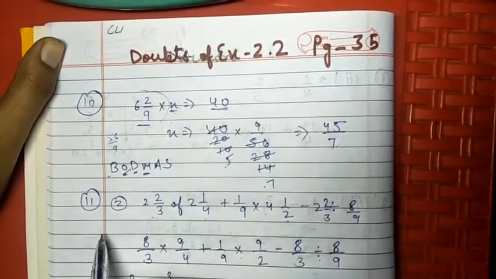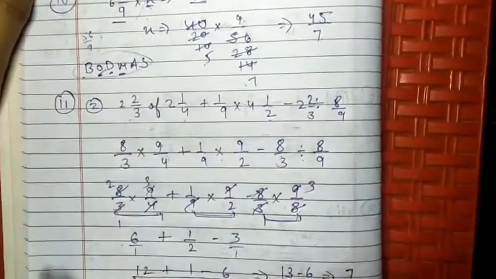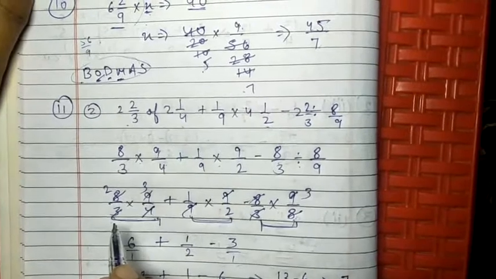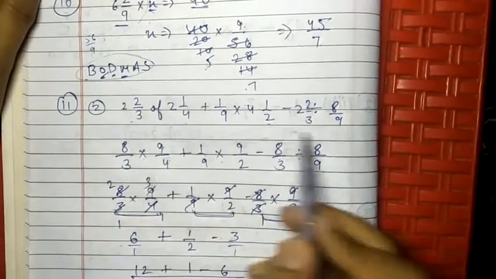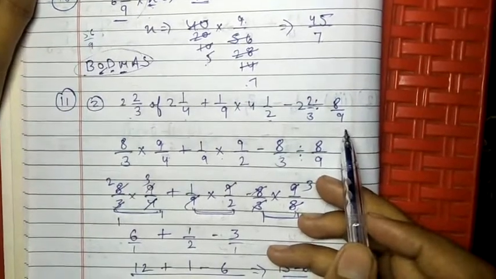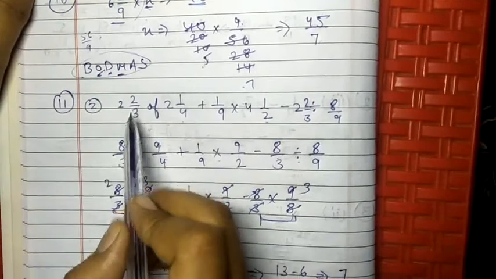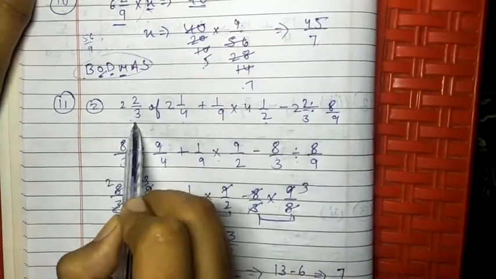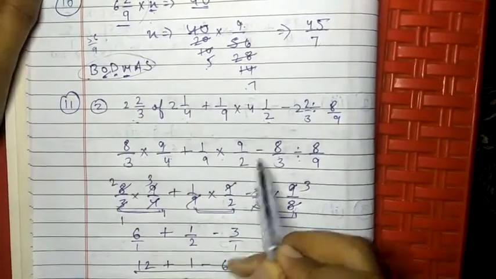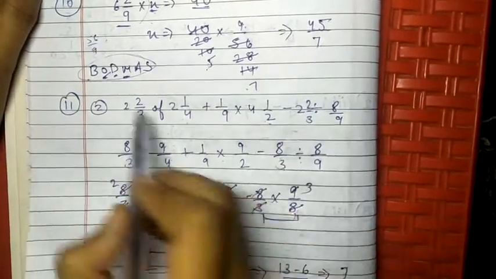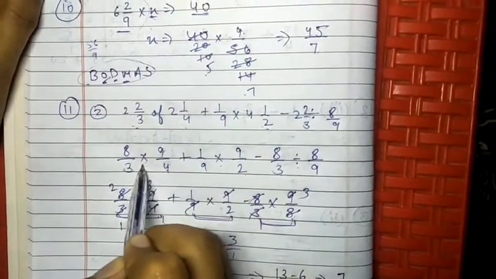In the 11th question, simplification, we have to use the BODMAS formula. As I explained in the first question in the previous video, you have to use that formula here also. The first thing we have to do is make all the mixed fractions into simple form. Then the second part is to change the 'of' part into multiplication, so we have done this here.